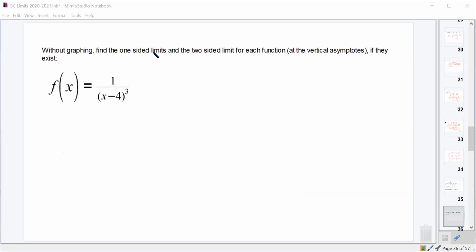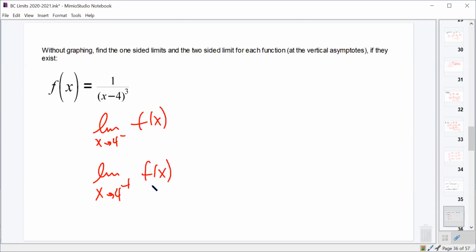So let's take a look at one, like 1 over x minus 4 to the third power. And at the vertical asymptote, where's the vertical asymptote? Vertical asymptote is at x equals 4. Good, Elon. So we should get that just by setting the denominator equal to 0. So we want to look for the limit as x approaches 4 from the left, and the limit as x approaches 4 from the right. And we'd also be interested in what's the limit as x approaches 4, the two-sided limit of this.